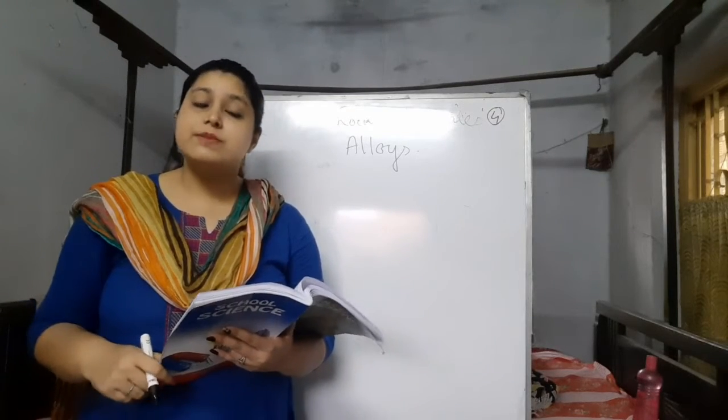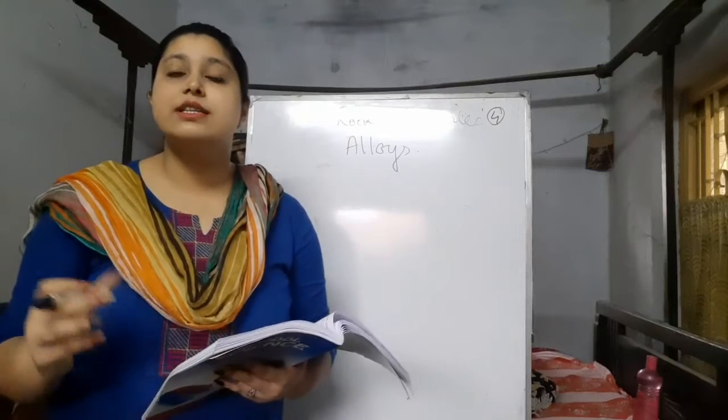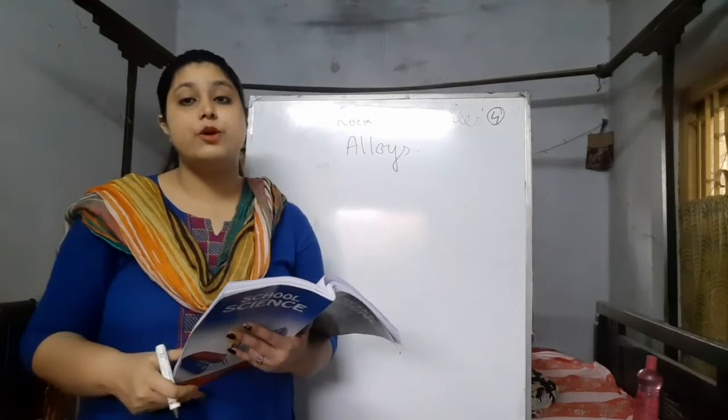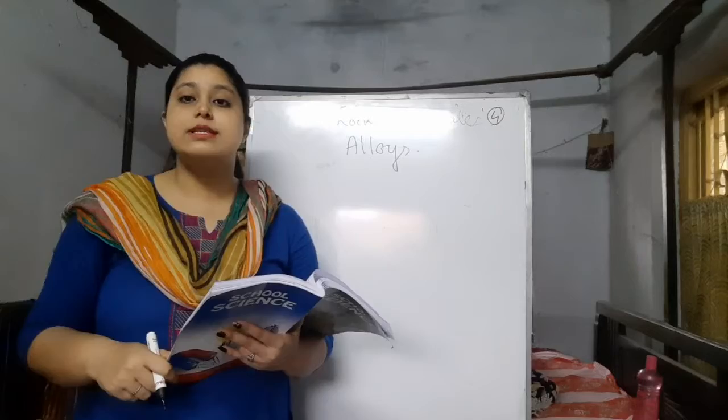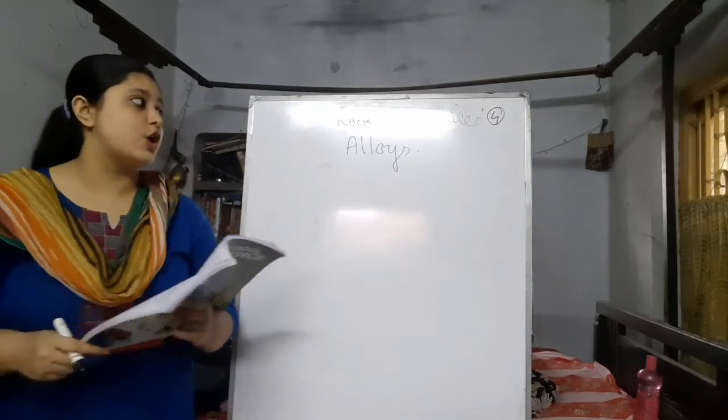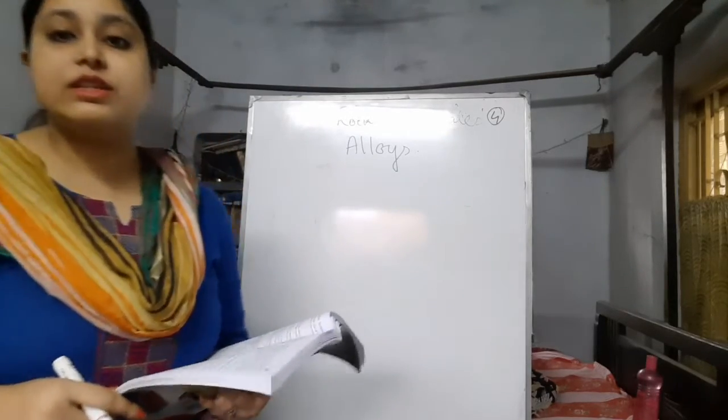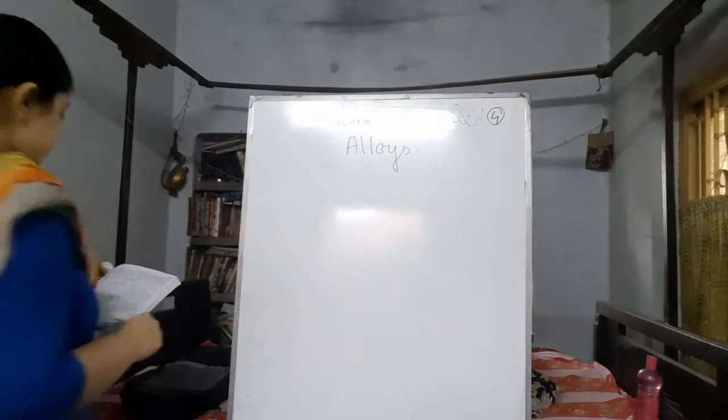Sometimes we can't produce certain things from pure metals, so we use a mixture of metals, which is called an alloy. Now I am giving you the definition of alloys.